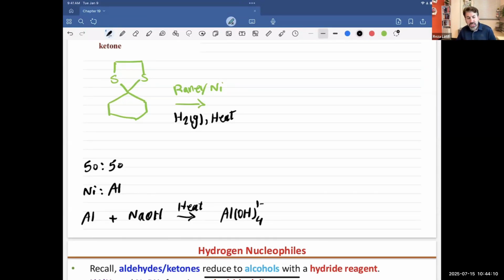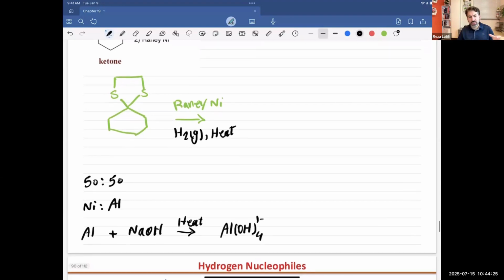So you might say, why do you add sodium hydroxide and also heat to the catalyst? Because that's going to ruin the catalyst. Okay, and so what's the purpose of having aluminum? Instead, the reaction is going to happen on the nickel surface.